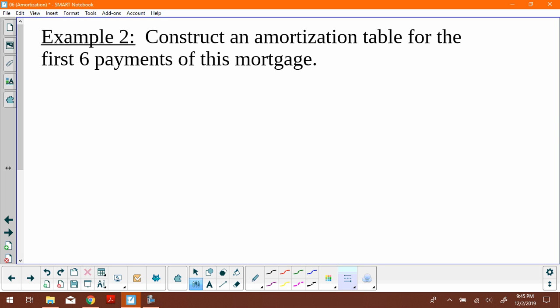The first thing I need to do is figure out roughly what my interest rate per month is. This is kind of like figuring out the value of i in our annuity formula. So our interest rate was 5%, which is 0.05. And we're paying this off monthly, so we're going to divide by 12 to get a rough idea how this is going to work. So 0.05 divided by 12.